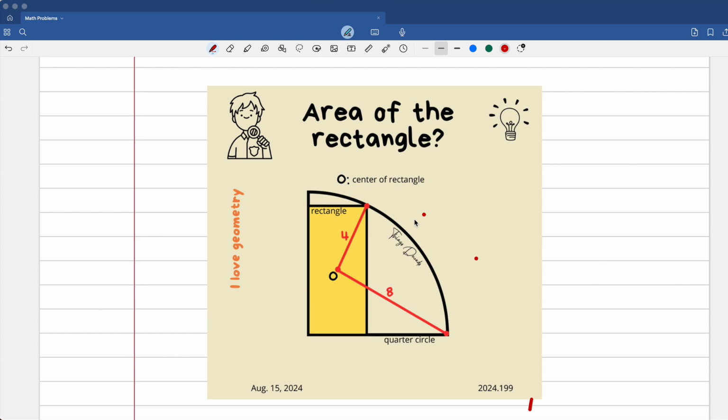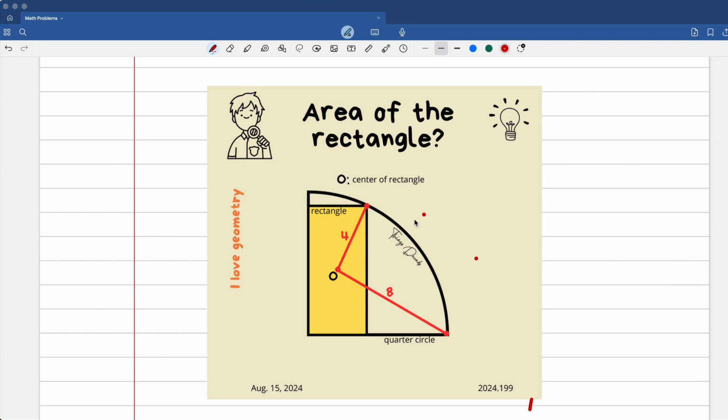Last week I had posted a problem, which is to find the area of this rectangle. If you have tried it, fantastic. If not, you can pause the video here and try to solve the problem. The yellow rectangle, the area of which you need to find. How do you go about doing it?